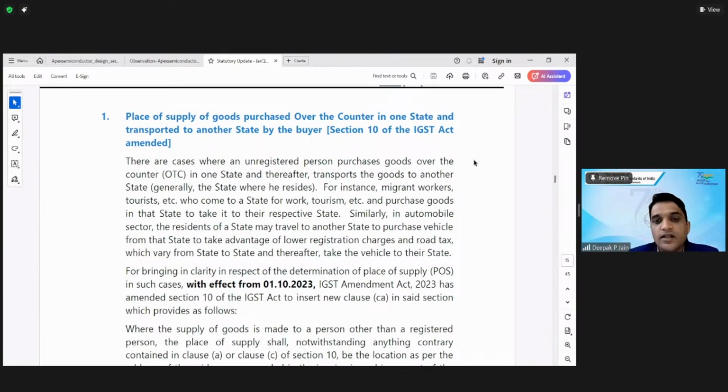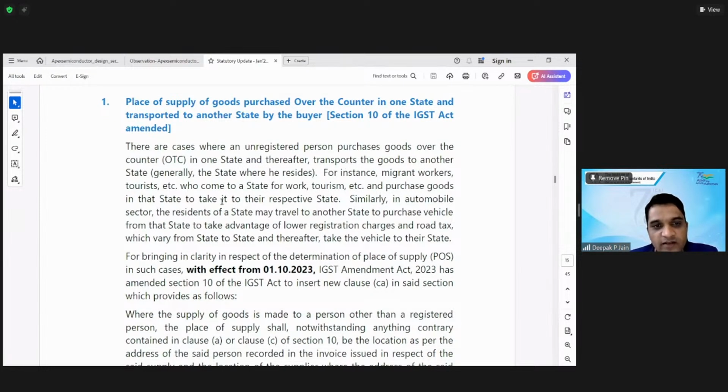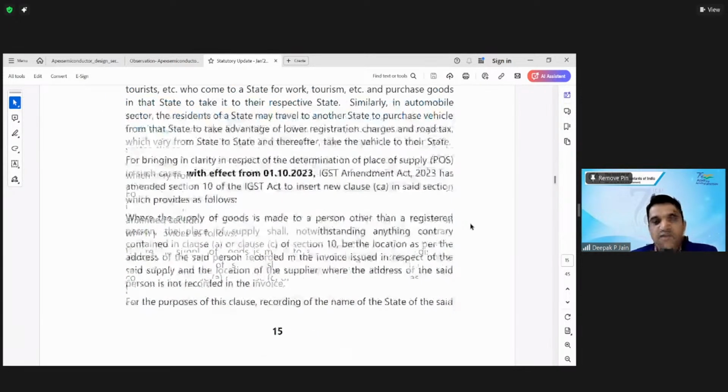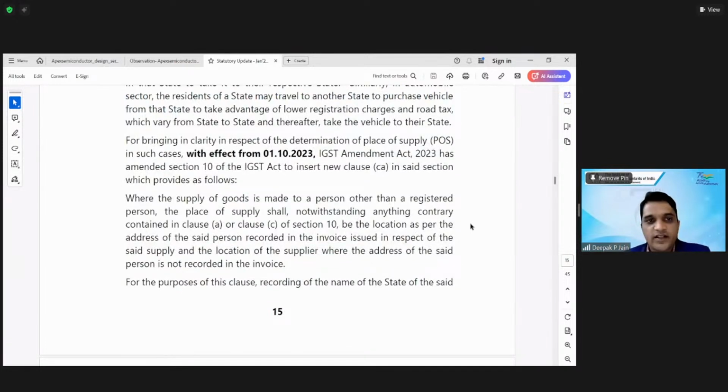So in Section 10 there is an amendment wherein there could be cases where an unregistered person purchases goods over the counter in one state and then transports the goods to another state. Okay, generally the state where he resides. For instance, migrant workers, tourists, etc., who have come to a state for work and when they purchase, go back to their state. Similarly, in the automobile sector also, it generally happens that you buy a car in another state where the rate of duty is less, and then you transport it back to your state to take advantage of lower registration charges and road tax, which may vary from state to state.